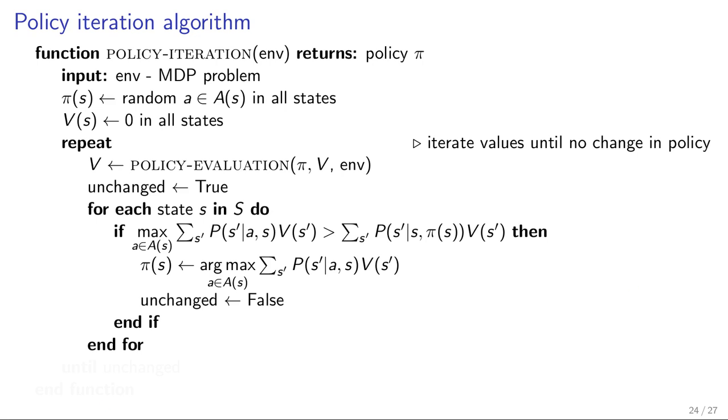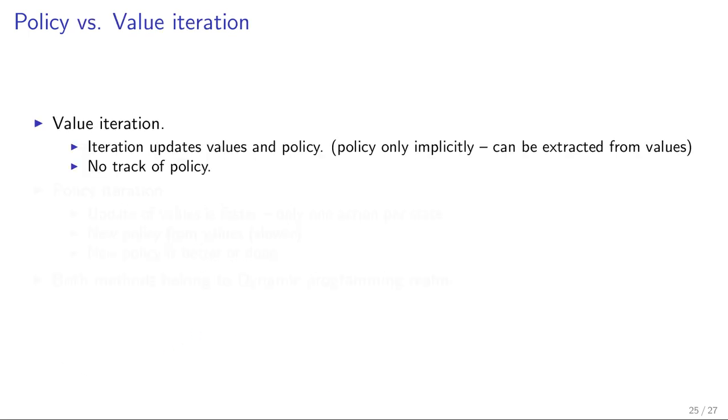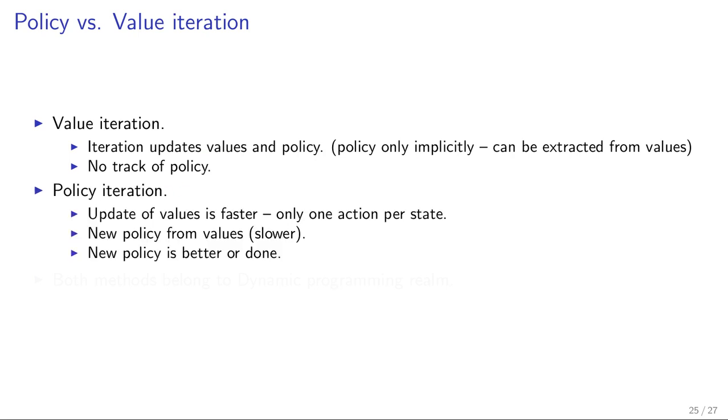Okay, so you run until unchanged. Just a recap: value iteration updates values, and the policy implicitly, so it primarily updates values and doesn't keep track of the policy. In policy iteration, the update of the values is faster because you're not maxing over actions. You get a new policy from the values, and the new policy is better or you're done. Value iteration is slower because you have to do that max, but it is one ply of expectimax.